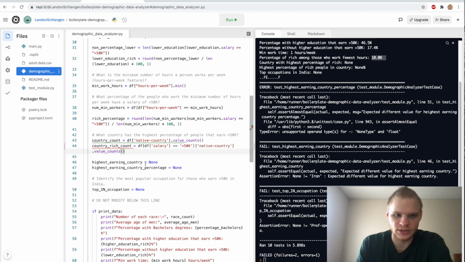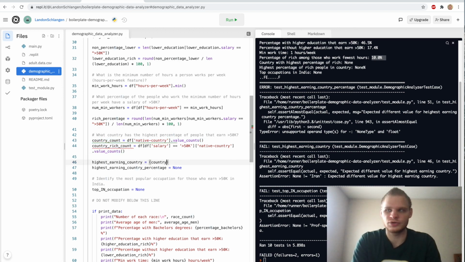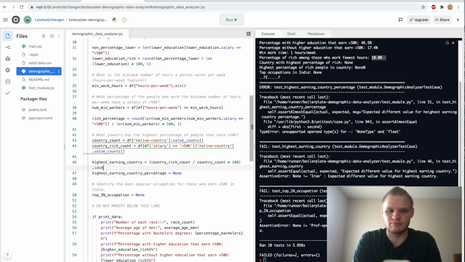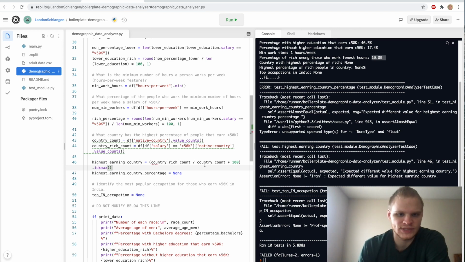Next up, highest earning country. We use these variables to come up with that. We do country rich count divided by the country count, so the total amount, multiplied by 100, and we do .idxmax. So that finds the country that has the highest percentage of rich people.